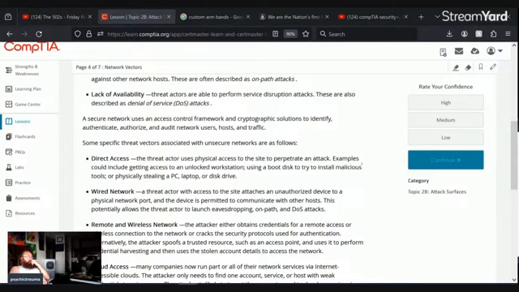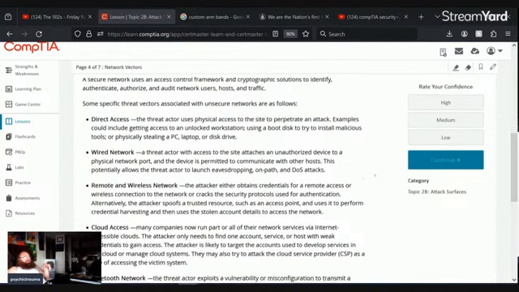Wired network: a threat actor with access to the site attaches an unauthorized device to a physical network port, and the device is permitted to communicate with other hosts. This potentially allows the threat actor to launch eavesdropping, on-path, and denial of service attacks. Remote and wireless network: the attacker either obtains credentials for a remote access or wireless connection to the network, or cracks the security protocols used for authentication. Alternatively, the attacker spoofs a trusted resource, such as an access point, and uses it to perform credential harvesting and then uses the stolen account details to access the network.